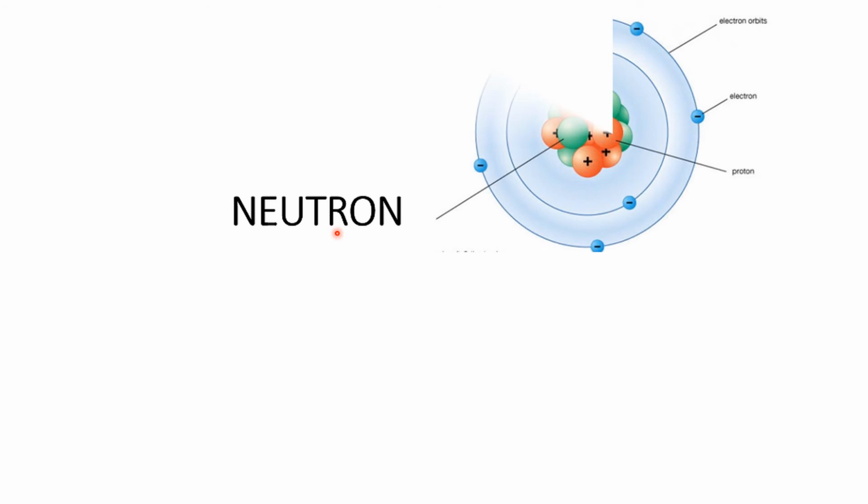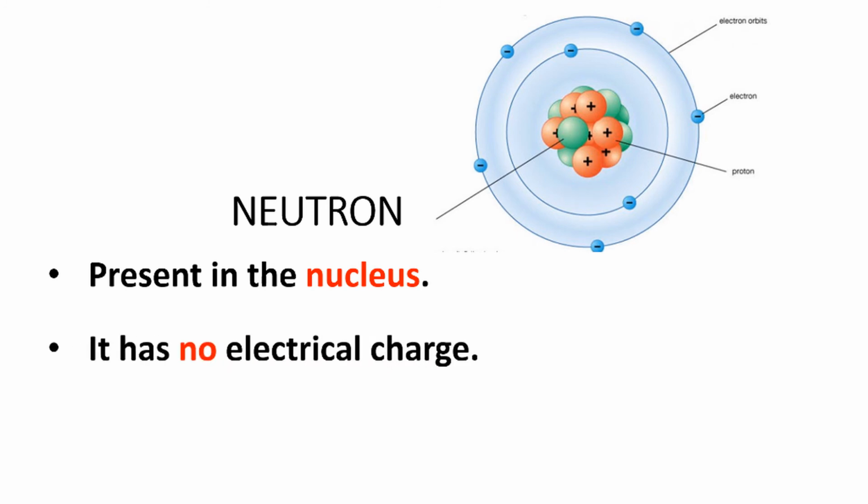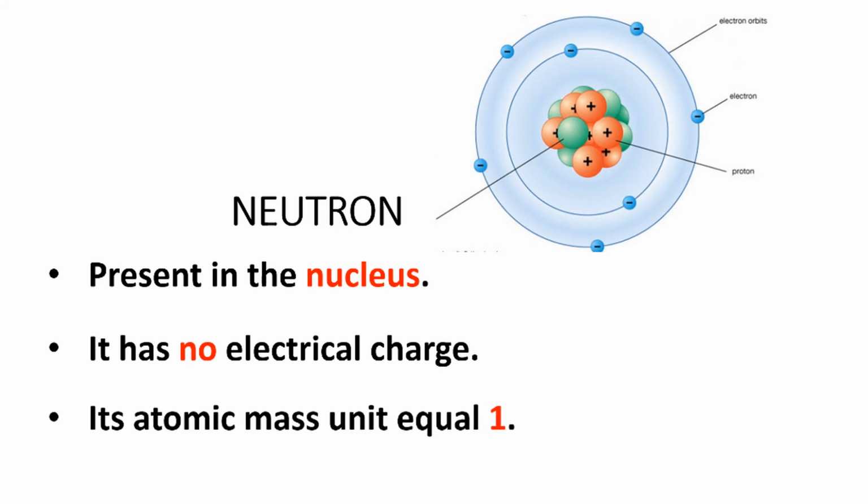What about the neutron? Present in the nucleus, it has no electrical charge and its atomic mass unit is equal to 1.